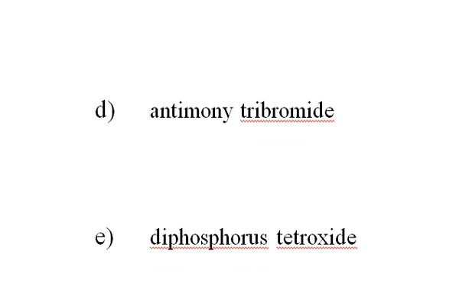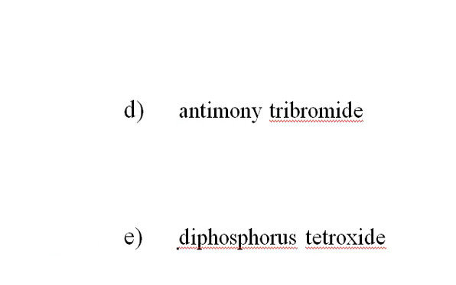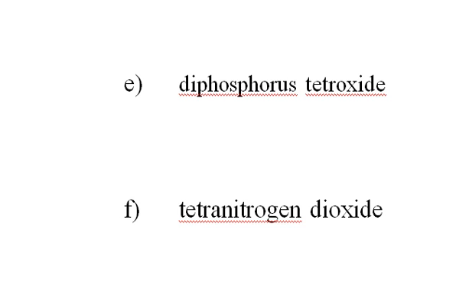Diphosphorus tetraoxide. Okay, so we have a di here, and we have a tetra. When we have di, that means we have 2 of those. So P2 is our diphosphorus, and tetraoxide, so we have oxygen again, and tetra means that we have a 4. So P2O4. Good. Again, don't care about charges, so don't get enamored by that notion there.